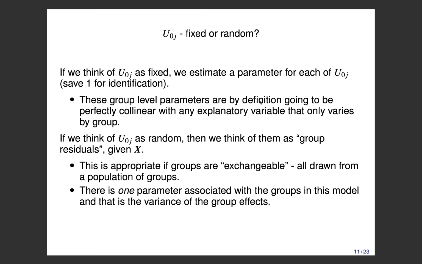One thing to note is if we think of these as fixed, these group level parameters are by definition going to be perfectly collinear with any explanatory variable that only varies by group. So let's say we put fixed effects for provinces in, right? We couldn't then include information that only varies at the province level, like the province's GDP, or some policy difference that only varies across provinces and not within. Right? Those things, we couldn't estimate all of those at the same time.